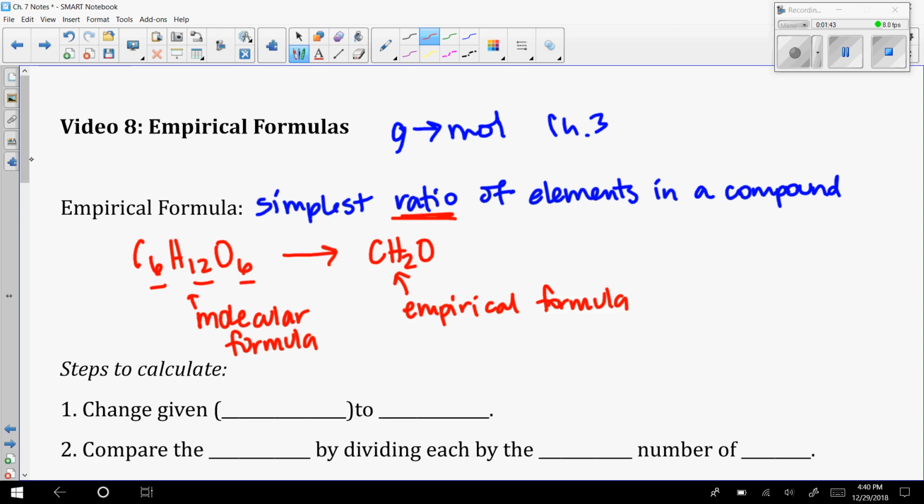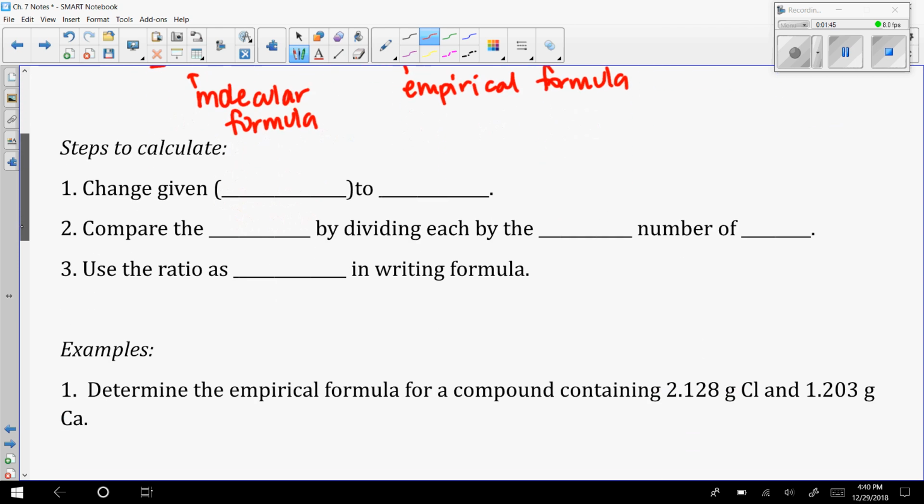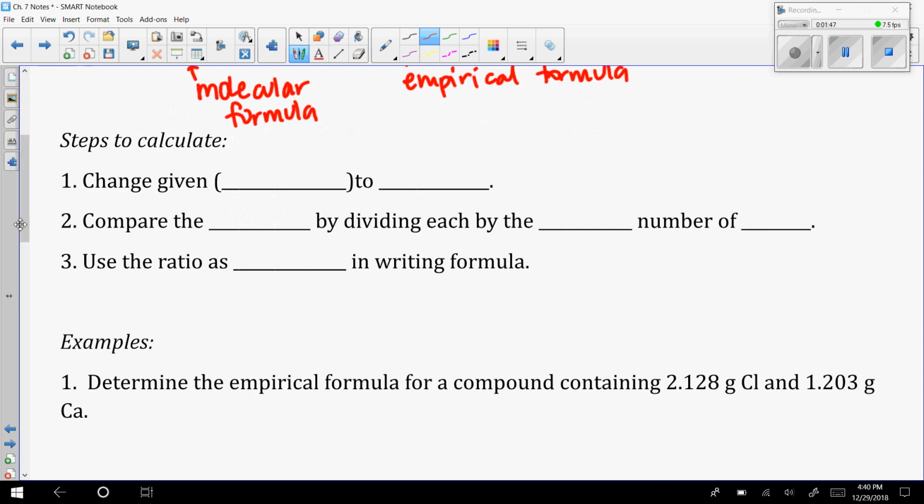So I've got some steps here to help you out. First thing we have to do is change our given to moles, and your given is typically going to be in grams or a percent. And we're converting those to moles. I'll show you what I mean by a percent and what we would do with that. But the grams to moles piece should be review.